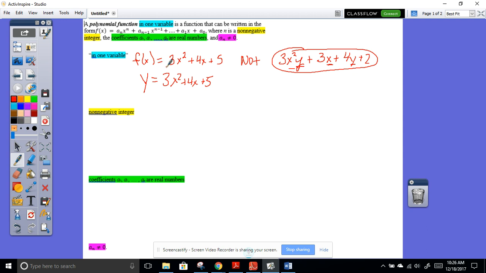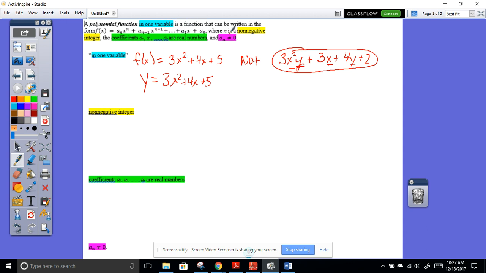Although it shouldn't matter to you at all what letter they use, they're most often going to use an x variable. It is a function, so it's going to pass the vertical line test, and it can be written in this form. Notice it can be written. And these things right here, we'll come back and talk about in just a second.